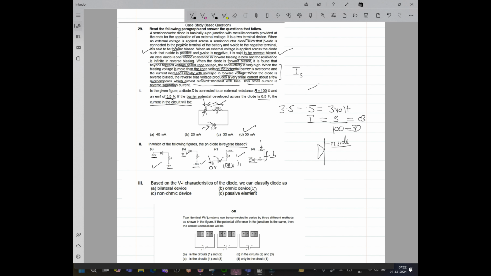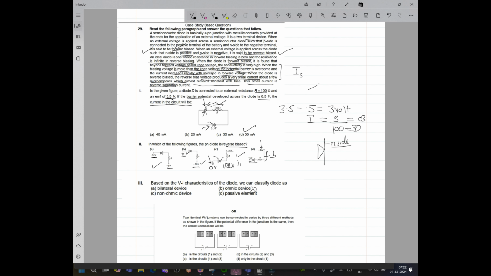is not an ohmic device. So if you go back to your graphs of VI characteristic, which I'm telling you is very, very important, it is not an ohmic device because it does not follow the rule of V is equal to IR. It does not, right? So we can't really apply it.